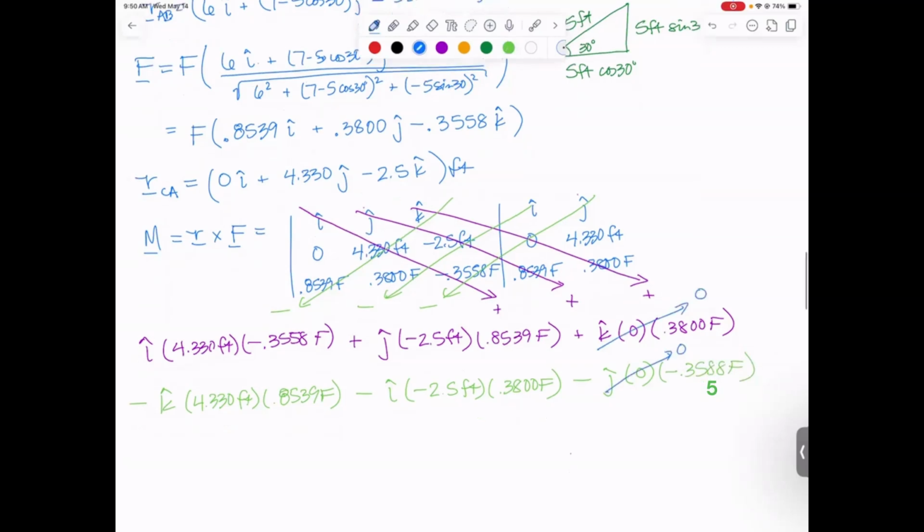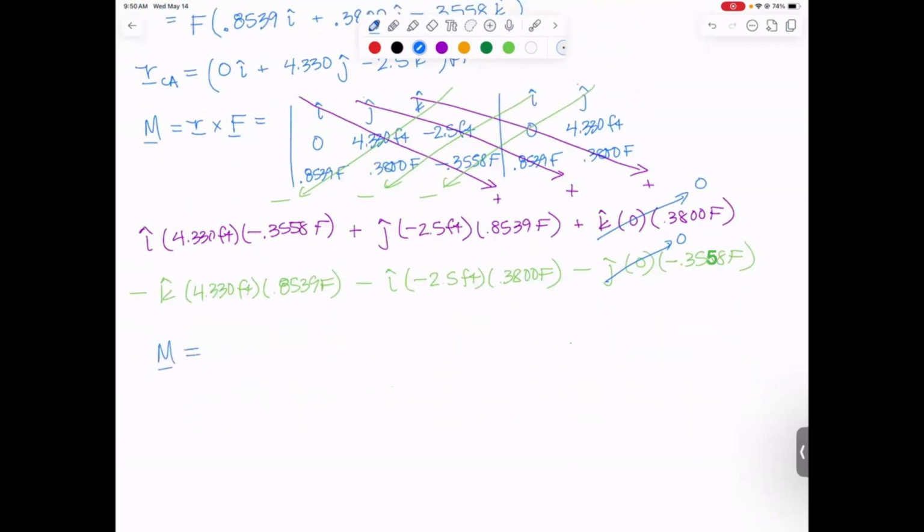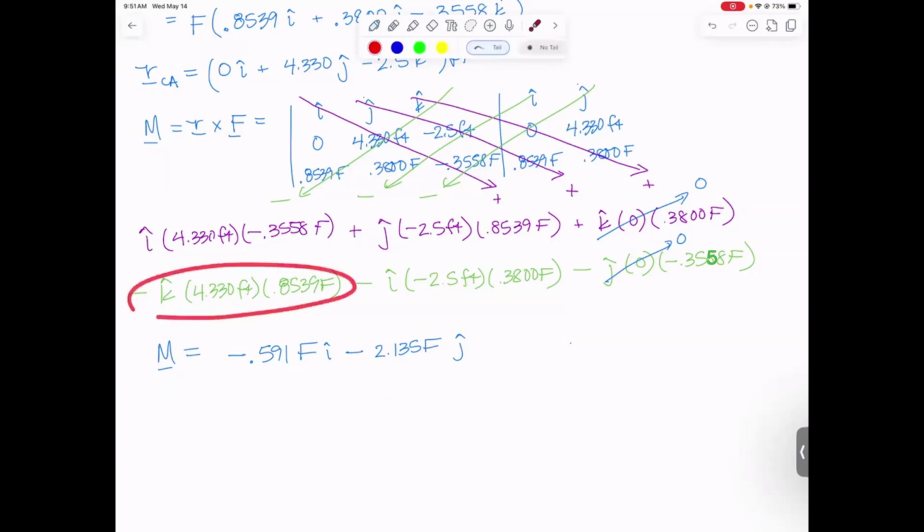We then need to combine I's, J's, and K's. So our moment as a vector ends up being, first I'm going to take the two I terms. This one ends up having a negative sign in it. This one, the minus minus, becomes a positive, and our X component becomes, when you combine those two, minus 0.591 F in the I direction. Now the J is just the single term right here because the other one had a 0 in it. So we end up with a minus 2.135 F in the J direction. And then for K, it's just this term, which is also negative, minus 3.698 F in the K direction. And it's whatever units F is times feet.